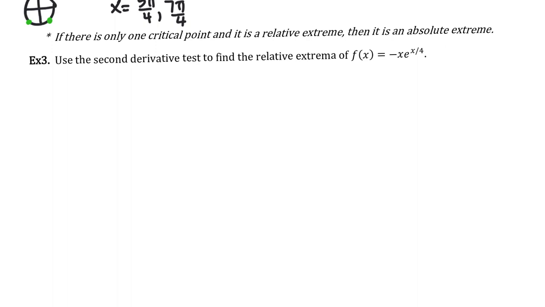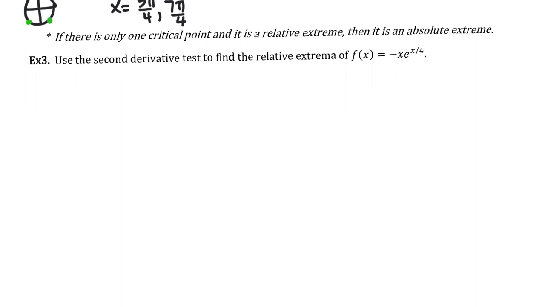Okay, now one more piece of information they want to give you. If there is only one critical point, and it is a relative extreme, then it's also an absolute extreme. Now remember the second derivative test only applies on an open interval, which is why we're not worrying about the endpoint. So if there's one critical point in the middle, it happens to be a relative minimum, well, it must be an absolute minimum as well.